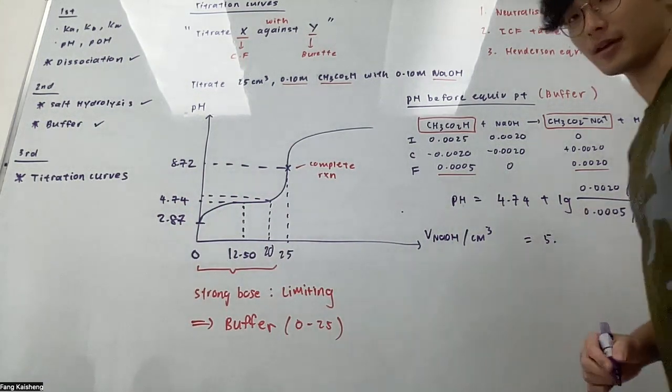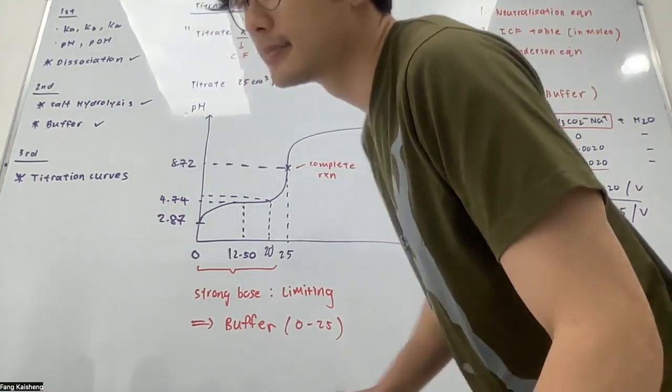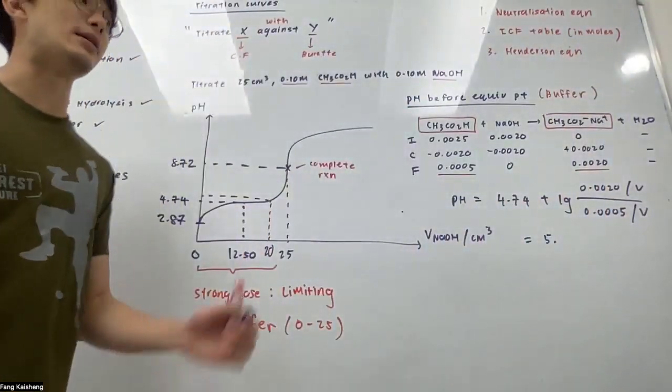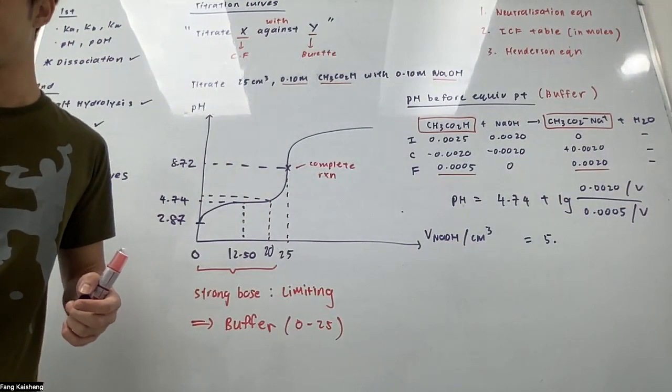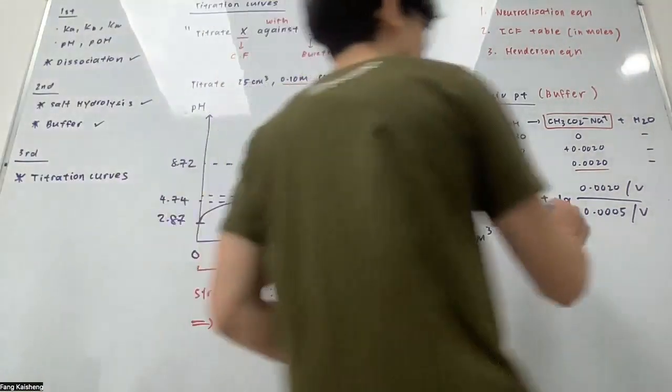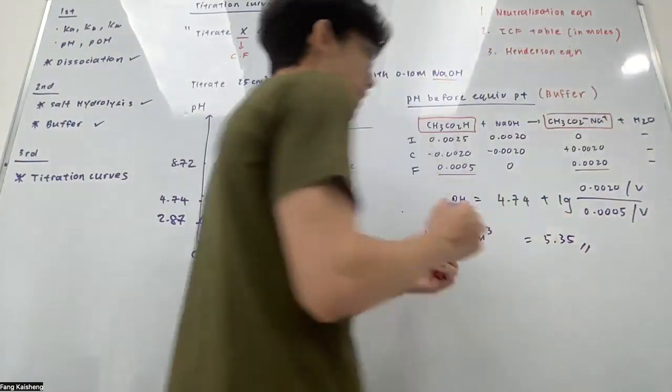Answer here 5 point something. Okay, the volumes are the same because they are in the same container, so it doesn't matter. Yeah. Answer here is 5.35. So can you just write V? Yes, you can just write V.